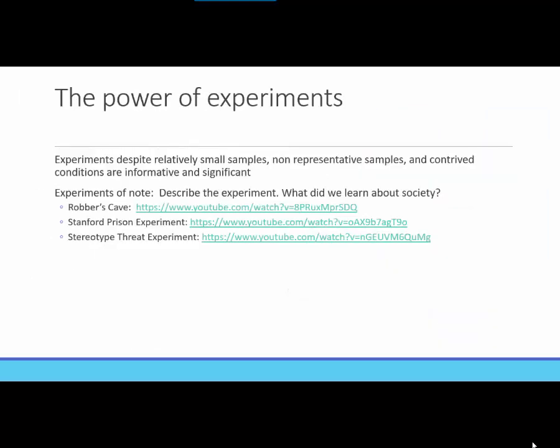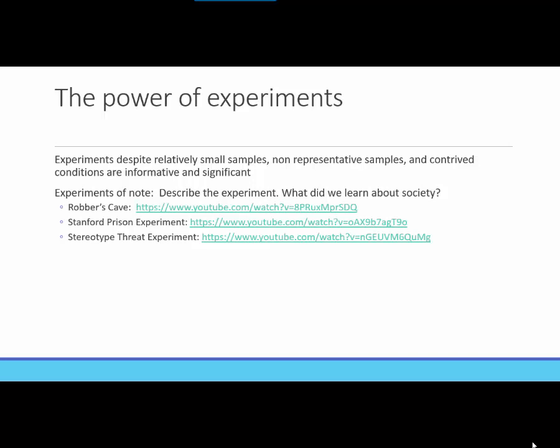But that being said, despite their small sample sizes and the fact that usually those samples are non representative, and as I've already indicated, those artificial contrived conditions, experiments can be very informative and significant. And there are experiments that, even though they aren't conducted by sociologists, are frequently referenced in sociology literature. And I give you a collection of links if you want to check those out. That is totally optional. There won't be any questions on your test about those, but you are certainly encouraged to consider the Robbers Cave, the Stanford Prison Experiment, the Stereotype Threat Experiment.